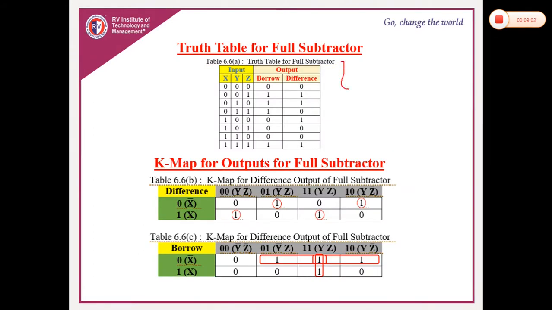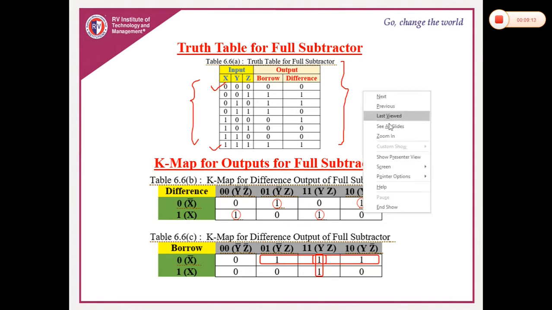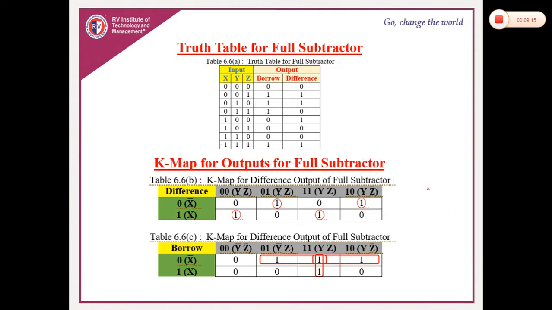Similarly, we will go for the full subtractor. Full subtractor means 3 input 2 output combination. Again 3 inputs means 2 power 3 is 8. 8 combinations are possible from 0 0 0 to 1 1 1. Okay, so for this we will see what is the truth table or functionality table. So 0 0 0, is it okay? So 0 minus 0, it is 0 only, there is no difference and there is no borrow.